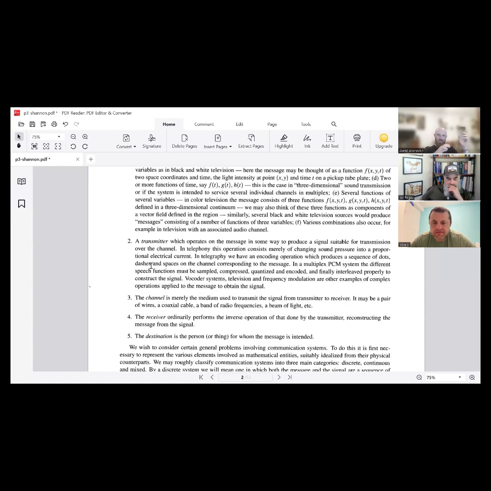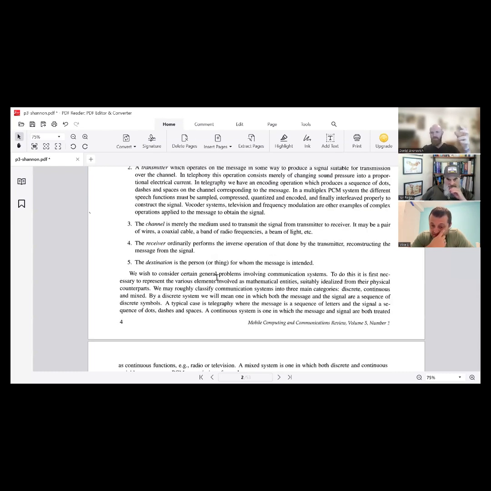Then he says there's a transmitter, which operates on the message in some way to produce a signal suitable for transmission over the channel. Then there's the channel itself, which is merely the medium used to transmit the signal from transmitter to receiver. It may be a pair of wires, a coaxial cable, a band of radio frequencies, a beam of light, etc. A neural network. No, just kidding.